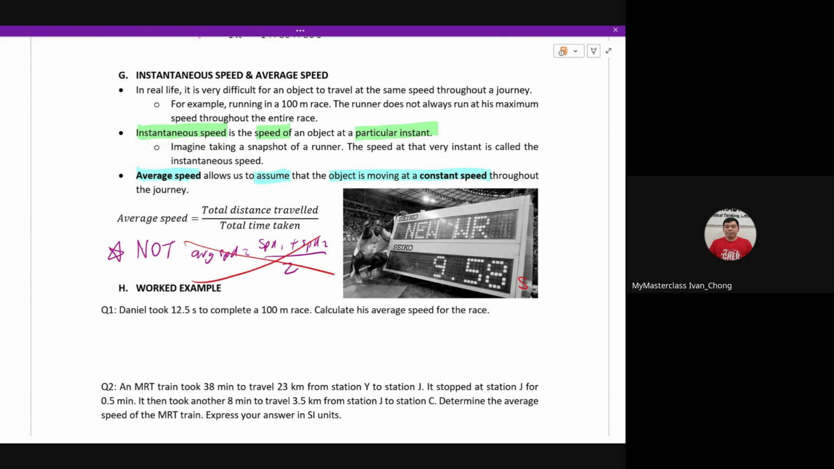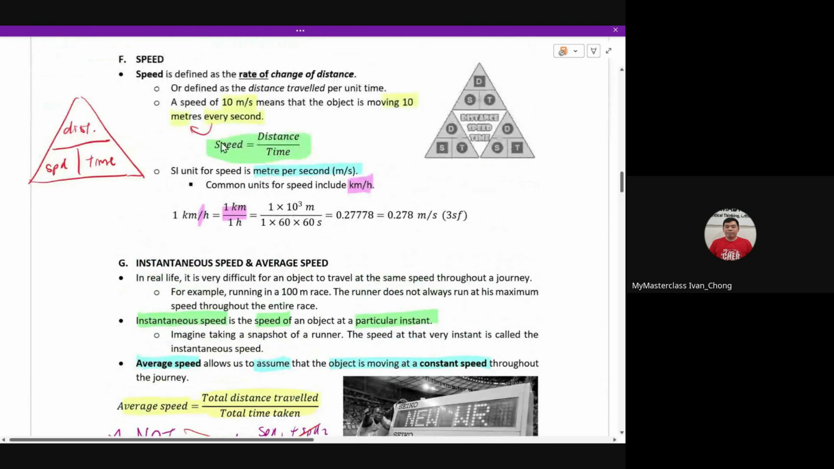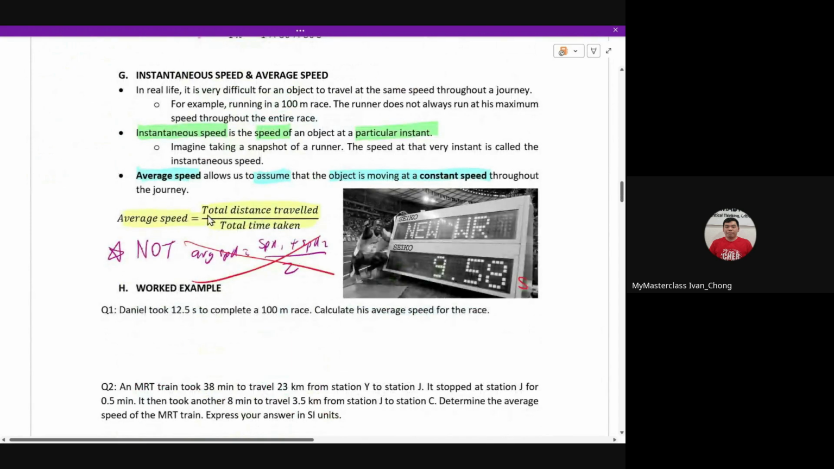So the very important thing you need to take note of is this formula. If you think about it, the average speed formula is your speed formula. So speed is distance over time, which is actually your average speed formula. If you really need to memorize one of them, memorize the average speed formula.